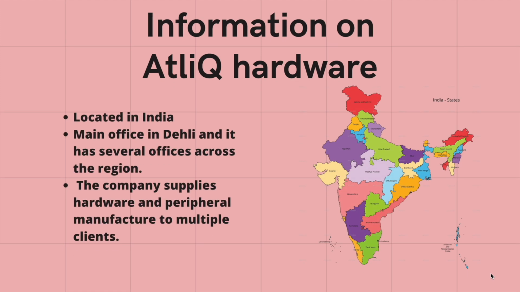First I'm going to give you a little bit of information on AtliQ. This is supposed to be a store located in India. It has a main office in Delhi, and it has several offices across the region. The company supplies hardware and peripheral manufacture to multiple clients. And the problem here is that the new sales director has noticed that the sales have been decreasing in different regions and also in the main office in Delhi.